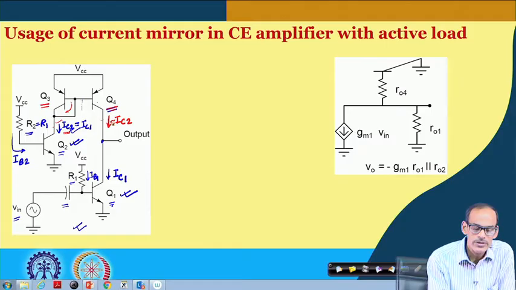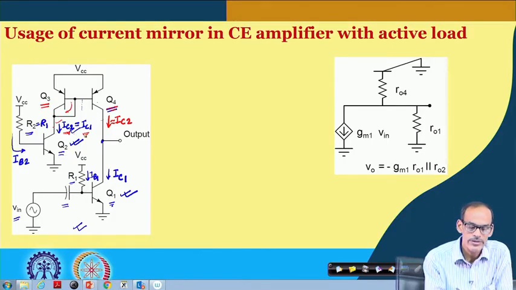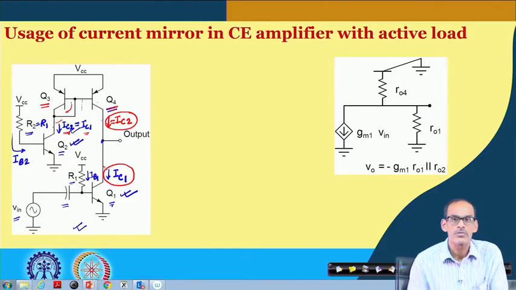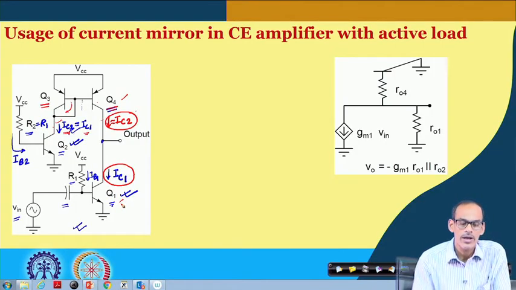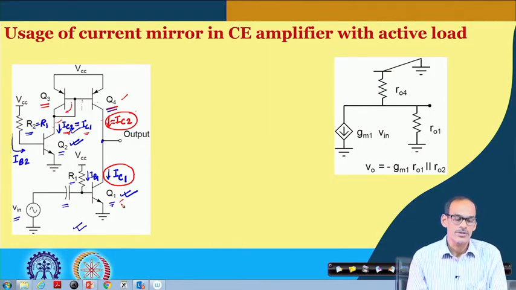And if I assume that this is very close to IC2, and IC2 and IC1 are equal, that makes this current and this current matched, which is what we are looking for. And not only are they matched, both transistors, transistor 4 and transistor 1, are in the active region of operation.